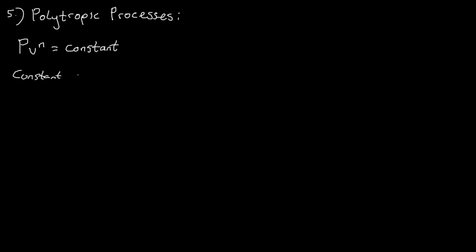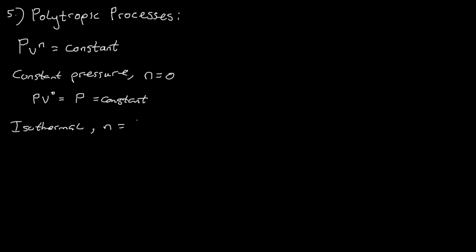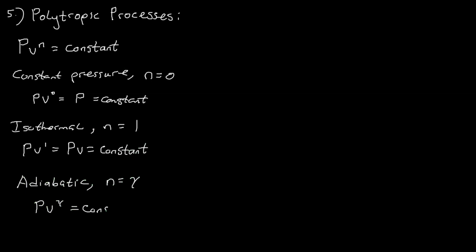For a constant pressure process, n equals 0. For an isothermal process, n equals 1. And for an adiabatic process, n equals the specific heat ratio, gamma. Since we've already derived the relations for an adiabatic process for an ideal gas, all we have to do for a polytropic process is to replace the specific heat ratio with n.